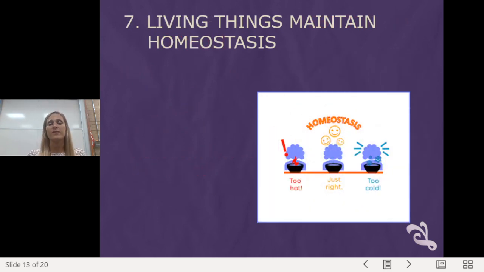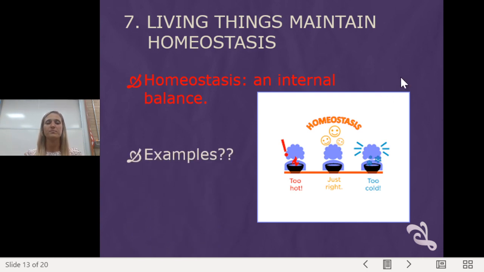All right, 7th, living things maintain homeostasis. Okay, so homeostasis is balance. It's the place where that organism likes to be. It's where that organism is optimally working. So homeostasis, definition: an internal balance, the optimal place where that organism wants to live.